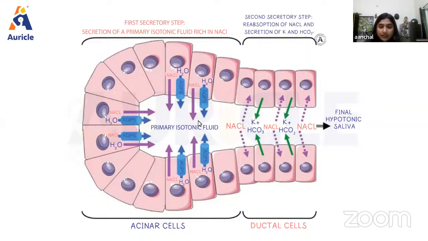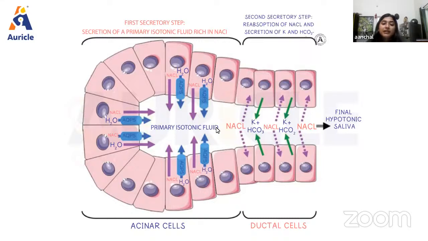Then look at the duct cells. The salivary duct cells which drain the acini have a rich blood supply. Therefore, they passively reabsorb sodium and chloride and actively transfer some potassium and bicarbonate into the saliva. Now, the duct cells being relatively impermeable to water make the final salivary secretion hypotonic. So basically, the duct cells have a very important contribution: they secrete potassium and bicarbonate, and they reabsorb sodium and chloride.